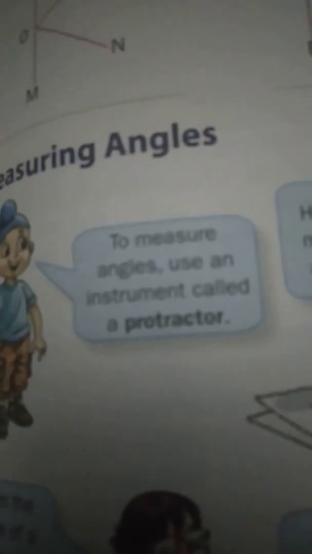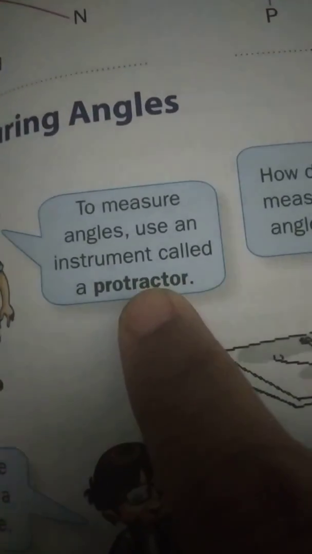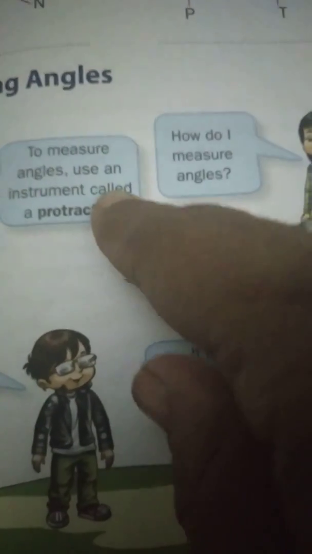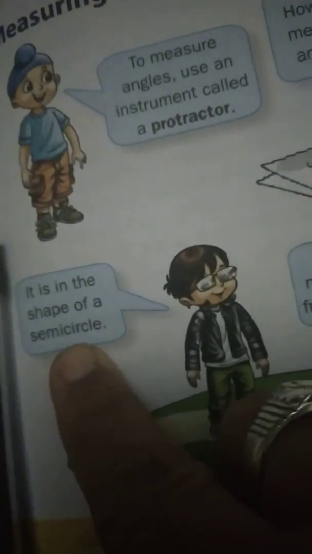See the discussion here. To measure angles, use an instrument called a protractor. In this manner, a protractor will be there. Understood? How do I measure angles? In order to measure angles, we need to use an instrument called a protractor. It is in the shape of a semicircle. Are you seeing this figure?